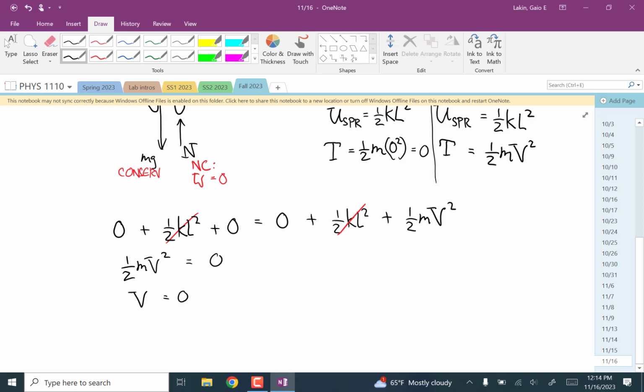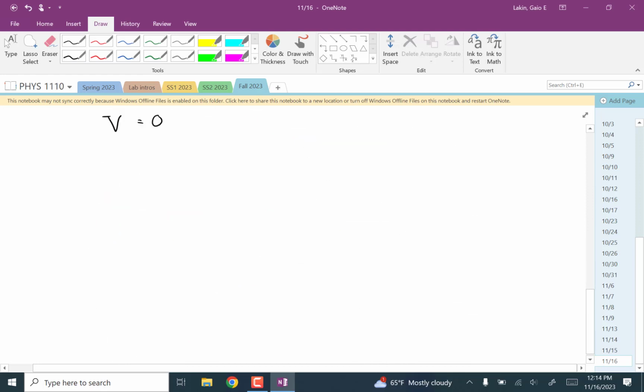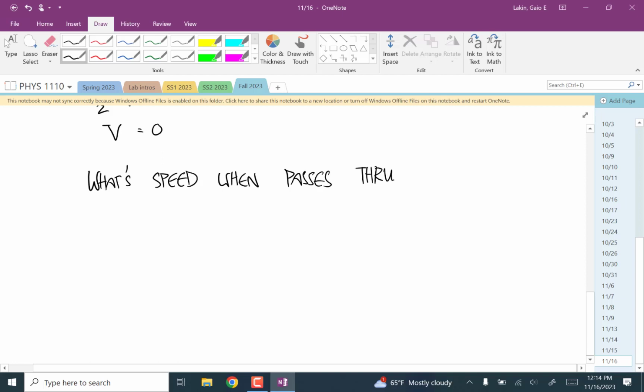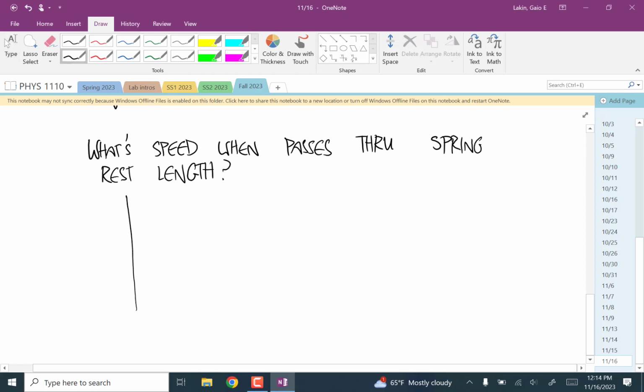Okay? Now what's the speed when the mass moves through the spring's resting length, when it gets to that middle point in its motion? So what's the speed when it passes through the spring's resting length? We can use conservation of mechanical energy. The free body diagram looks the same, so I'm just going to go right to the 2 instants.